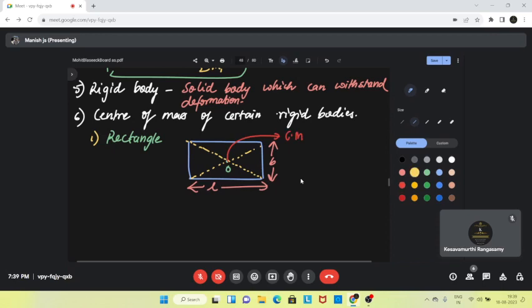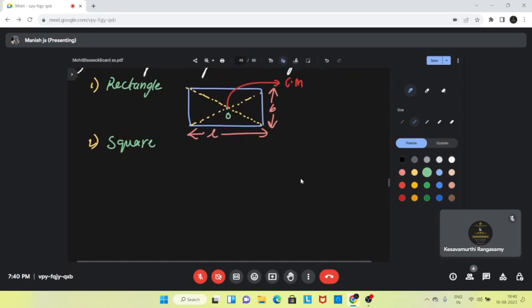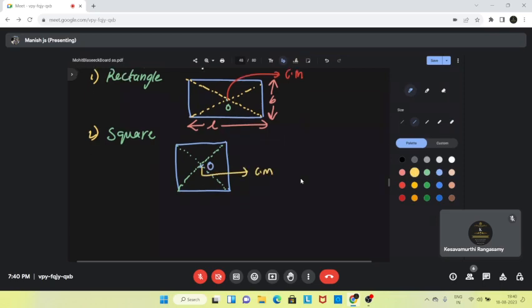Same way, what about a square? Is it the same as a rectangle? For a square, where does the center of mass lie? When you take the diagonals, yes, for a square also the center of mass will lie at the intersection of the diagonals. If the diagonals intersect at that point, that is where your center of mass also lies. So this is the point of center of mass for the square as well.